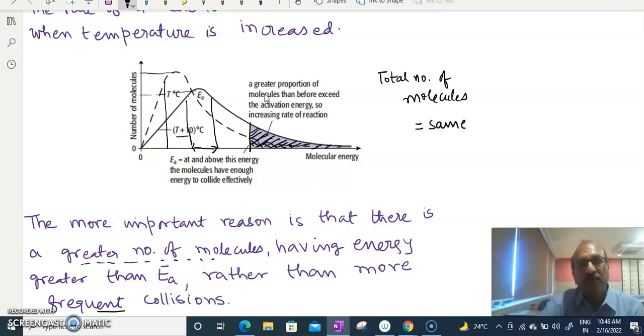So I think you followed the Boltzmann distribution curve for molecular velocities and how we can explain the reason that the rate of the reaction increases on increasing the temperature, and what is activation energy, and how activation energy and the number of molecules possessing energy greater than activation energy actually determines the rate of the reaction.